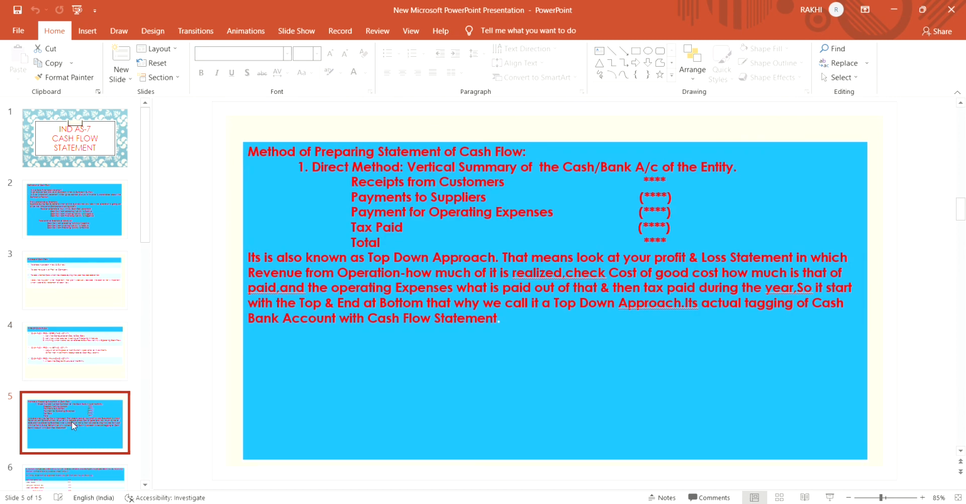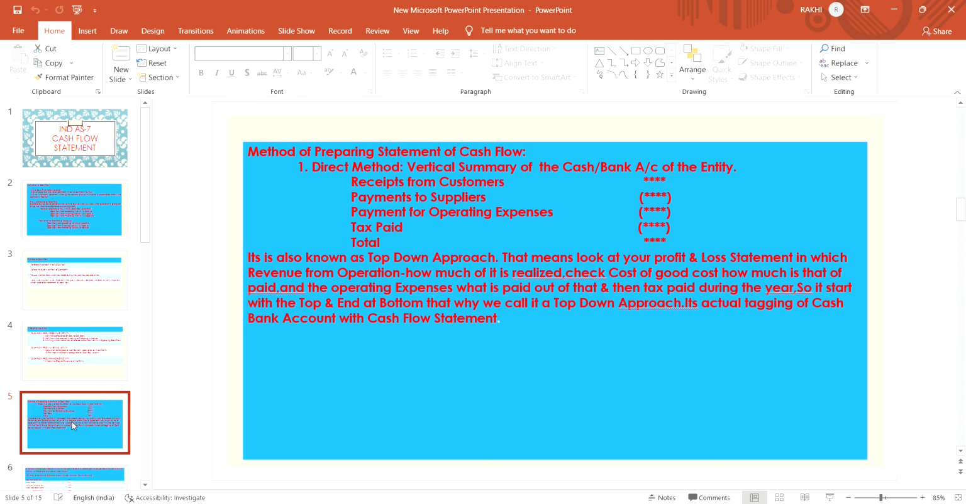Now comes the method of preparing the statement of cash flow. How will we prepare the statement of cash flow? What are the methods? There are two methods, the direct method and the indirect method. Nowadays, SEBI has mandated that every listed company follow the indirect method. Some companies do prepare the direct method, but more or less most companies prepare the indirect method.